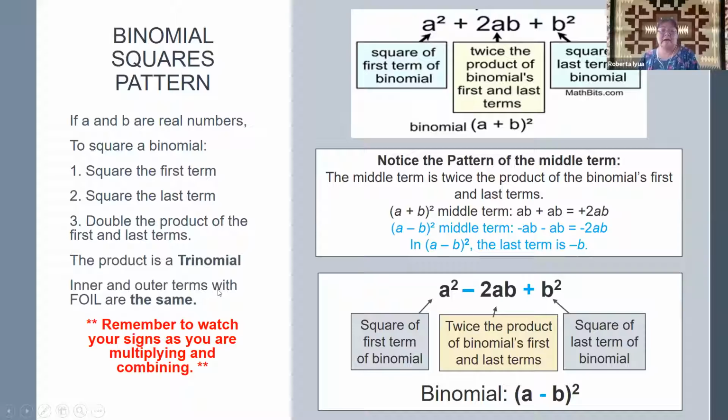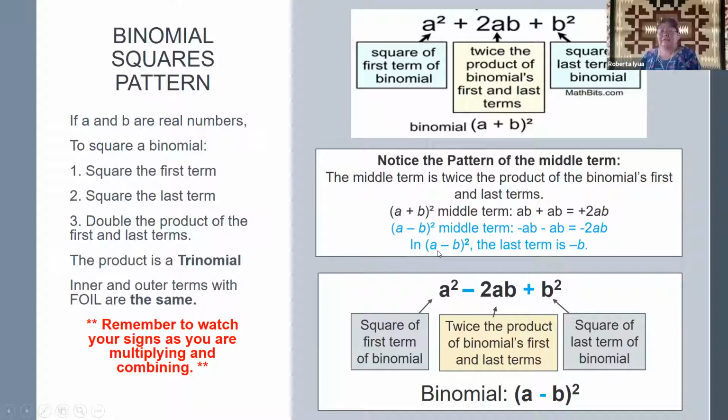The inner and outer terms with the FOIL are the same, so you notice the pattern of the middle term. The middle term is twice the product of the binomial's first and last terms. If you have a plus b squared, then your middle term will be plus 2ab. That's your pattern for the binomial a plus b squared. For a minus b squared, the middle term will be a negative 2ab.